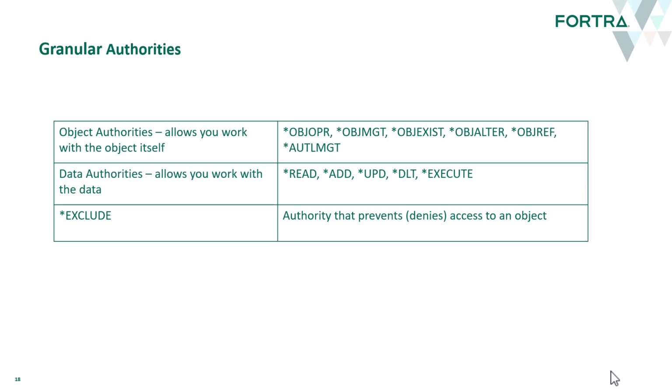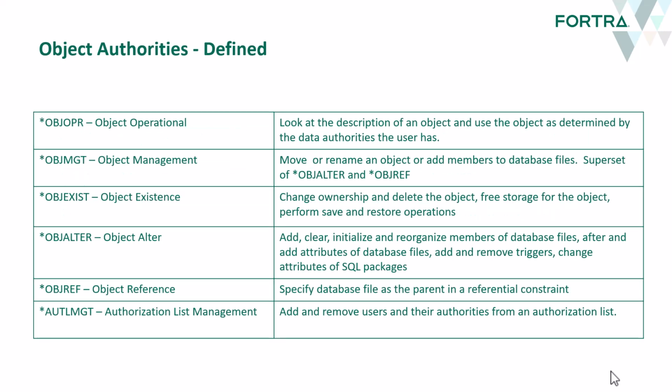When we look at the object authorities and what each individual one does, they have very specific purposes. And you can reduce these authorities down even further from just the shortcuts that I introduced at the beginning of all, change, use, and exclude. You can set these specifically to ensure that only the access required to that object is being granted.